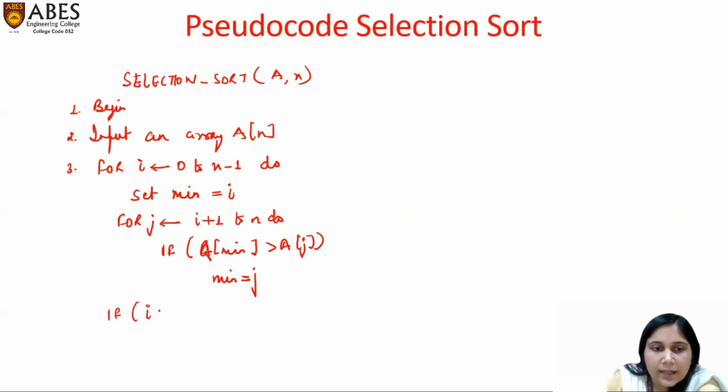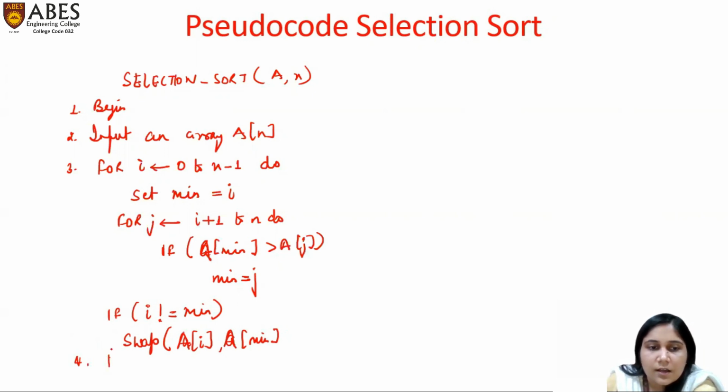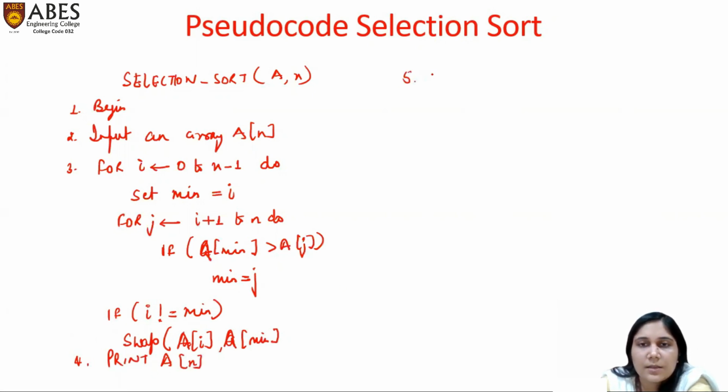If my i is not equal to the new selected min, which comes from here, then I am going to swap A of i and A of min. So this will give me the output, and this is going to be the end of this particular loop. At last I can print my sorted array of n elements, and in the fifth step I can write n. So this is going to be my selection sort concept.